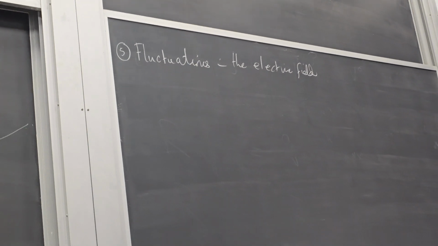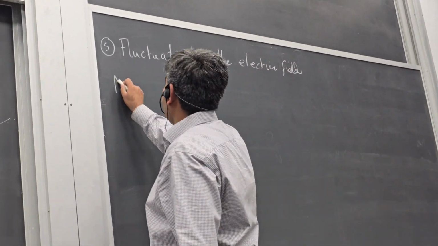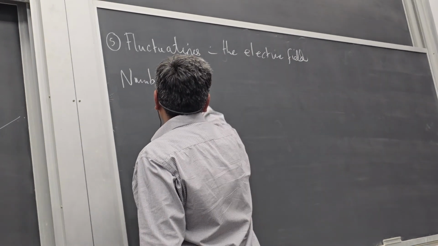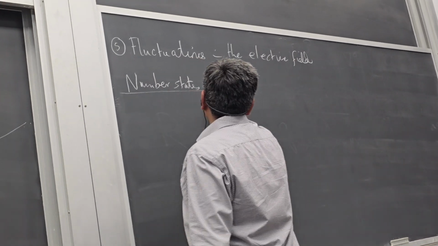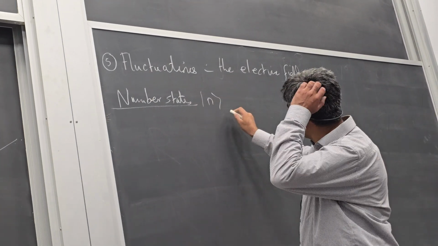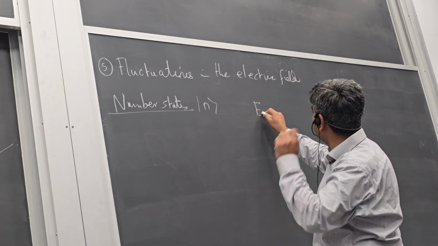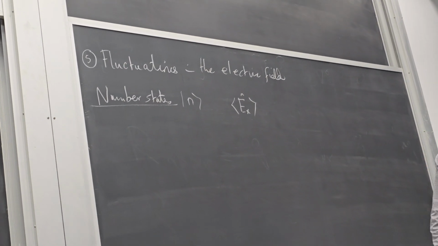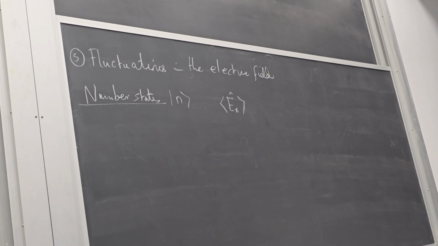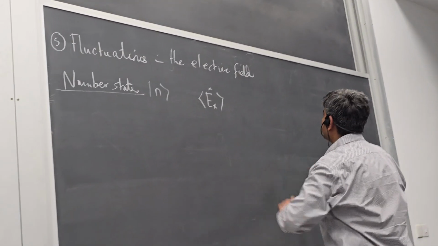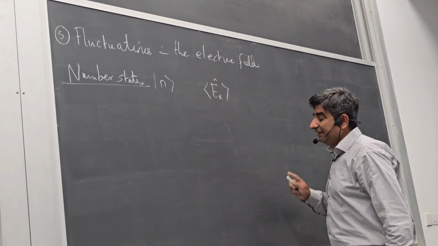Alright, so let's first of all talk about number states, kets n. So first of all, let's find out the average value, the expectation value, of this operator, the Ex operator. So we know that the Ex operator, how do we find it?